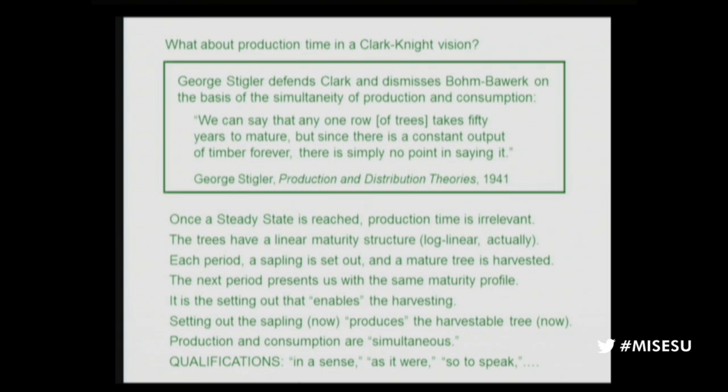He says, "We can say that any one row of trees takes 50 years to mature, but since there is a constant output of timber forever, there is simply no point in saying it." All right? And that's Stigler, 1941, Production and Distribution Theories. Check it out yourself. So this is the extent to which the Chicago School, Stigler and Friedman as well, bought into the Knightian way of modeling capital.